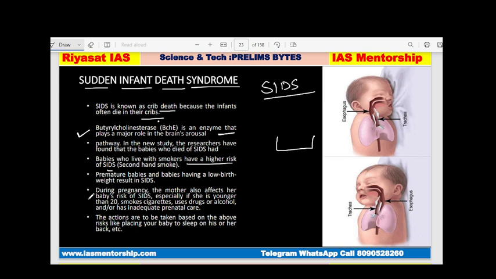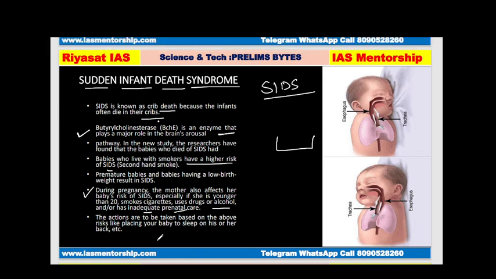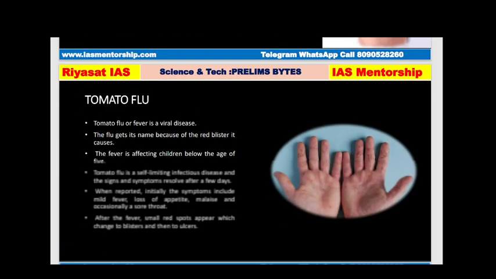ओके. ड्यूरिंग प्रेगनेंसी द मदर आल्सो अफेक्ट्स हर बेबीज रिस्क ऑफ सिड्स स्पेशली व्हेन शी इज यंगर. अगर विमेन की शादी बिलो 20 इयर्स हो रही है, इफ दैट बेबी इज एक्सपोज टू सिगरेट, ड्रग्स, अल्कोहल, ठीक है, तो जिनको और ऐसे बच्चे जिनको प्री नाटल केयर प्रॉपरली नहीं मिल पा रही है, दैट बेबीज कैन बी affected from SIDS. Clear? Fine.